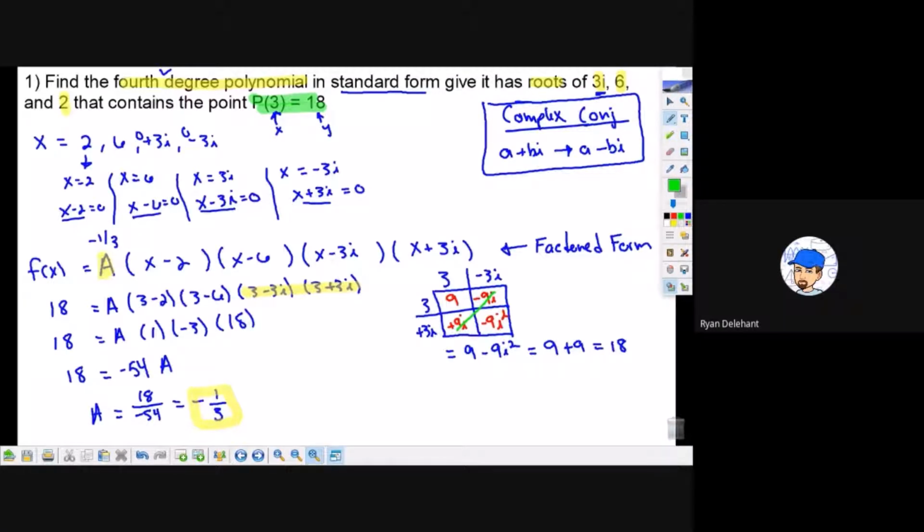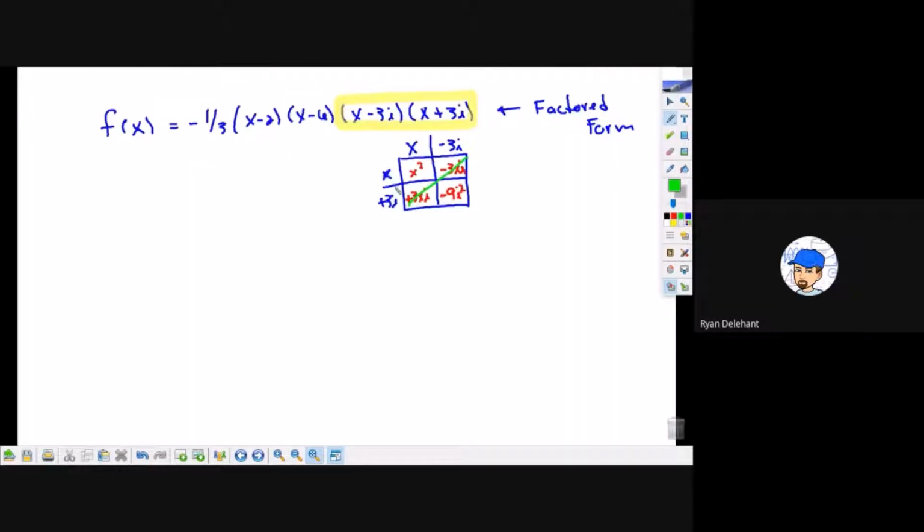The reason that the i disappears is because they always appear in conjugate forms. And this middle part that has i in it is always going to disappear. Meaning that what we're left with, this is x squared minus 9i squared. And we know i squared is negative 1, so this is x squared plus 9. So that means when we multiply that together, we got x squared plus 9.